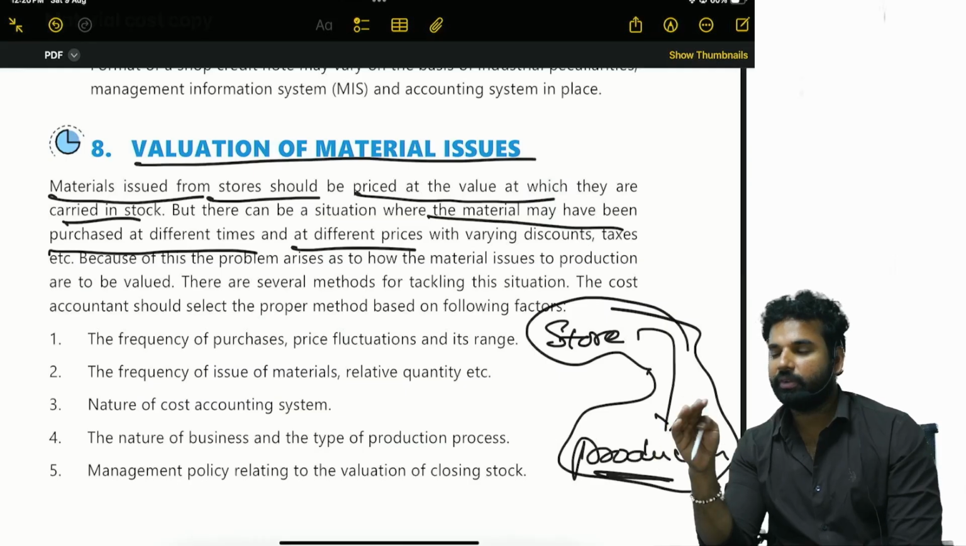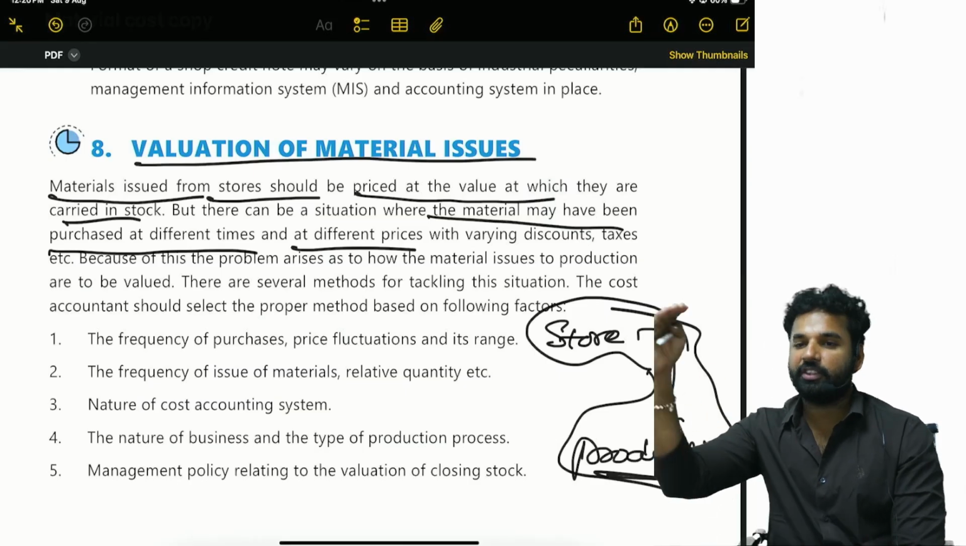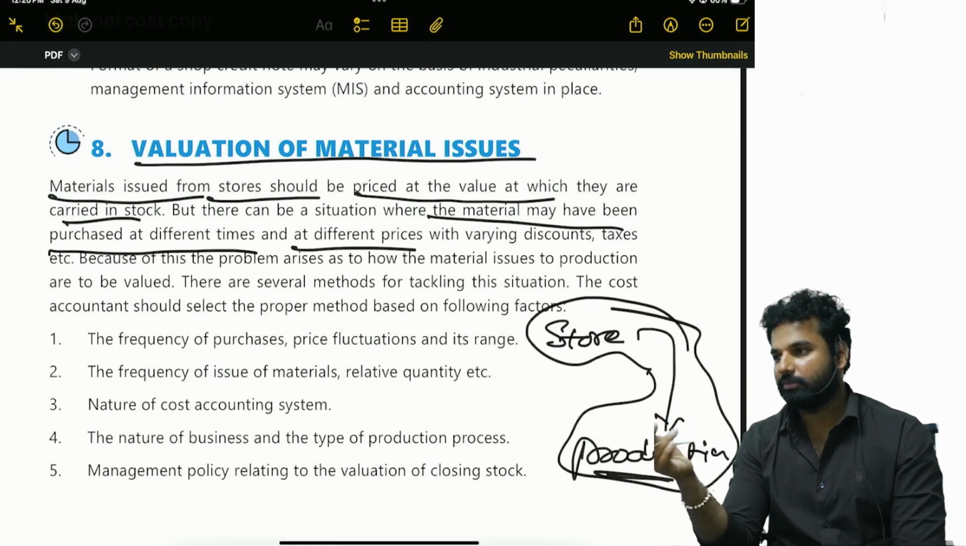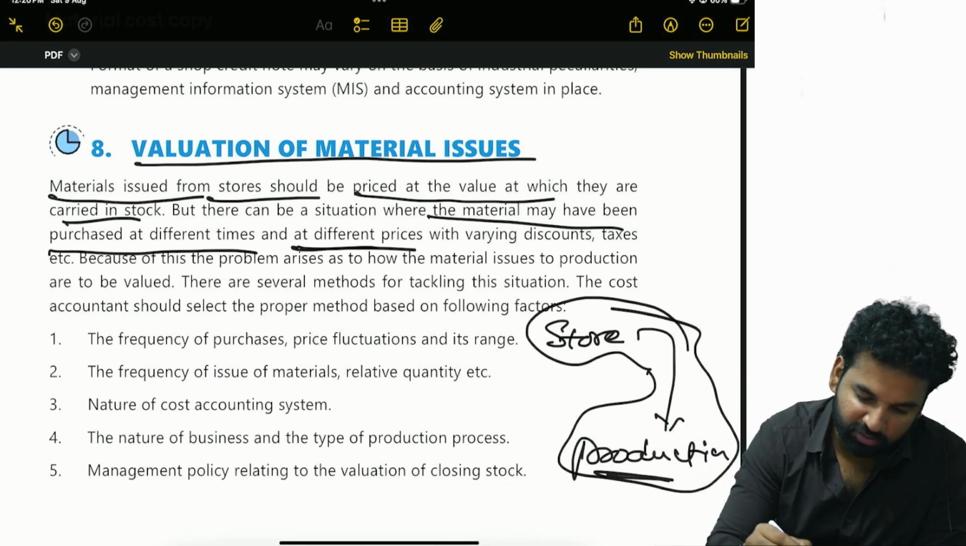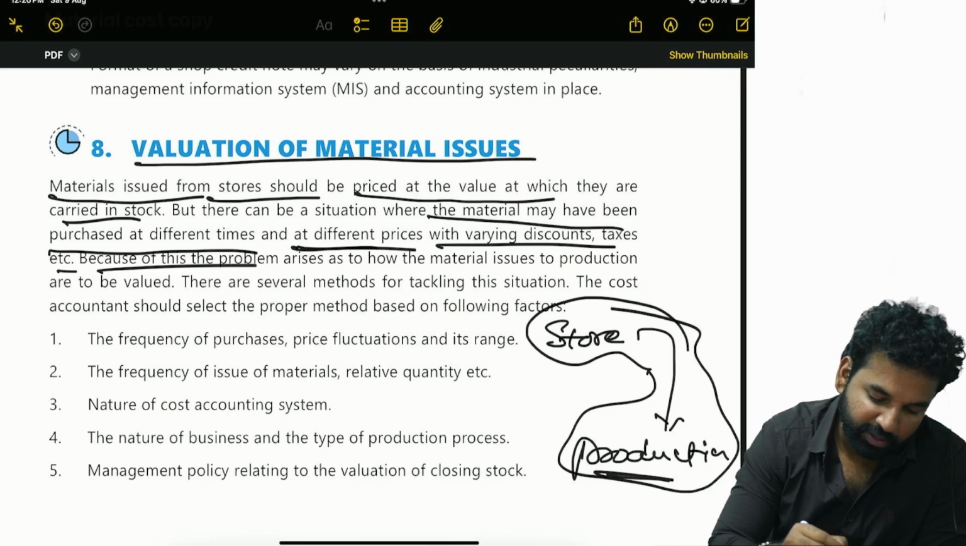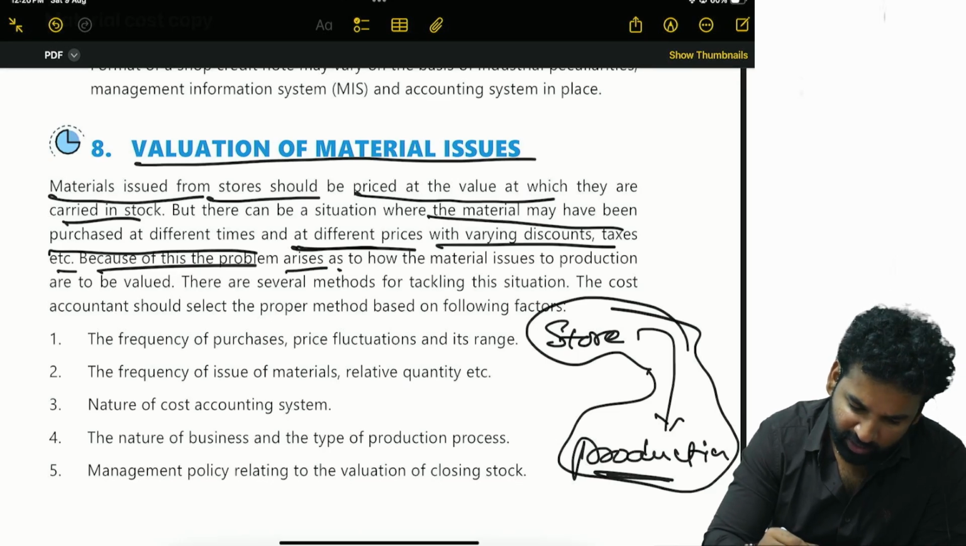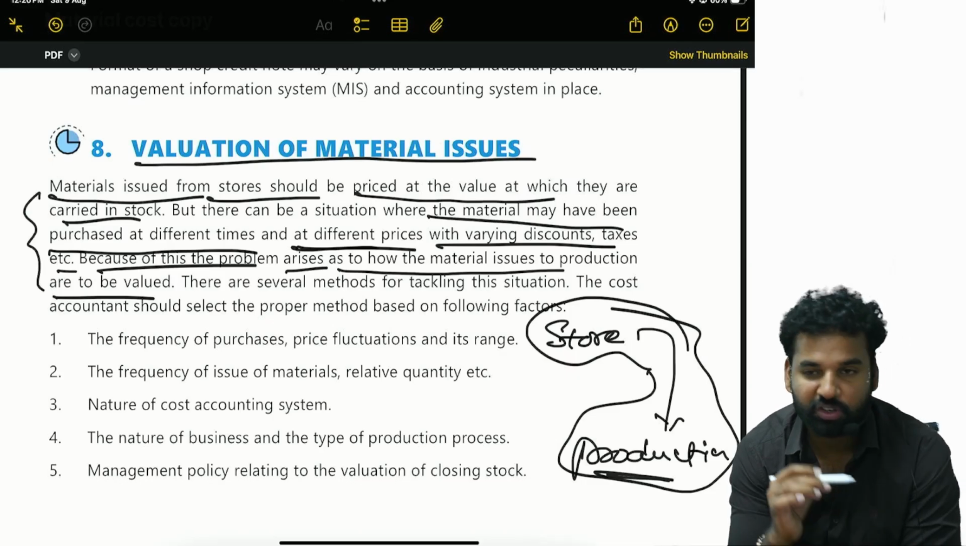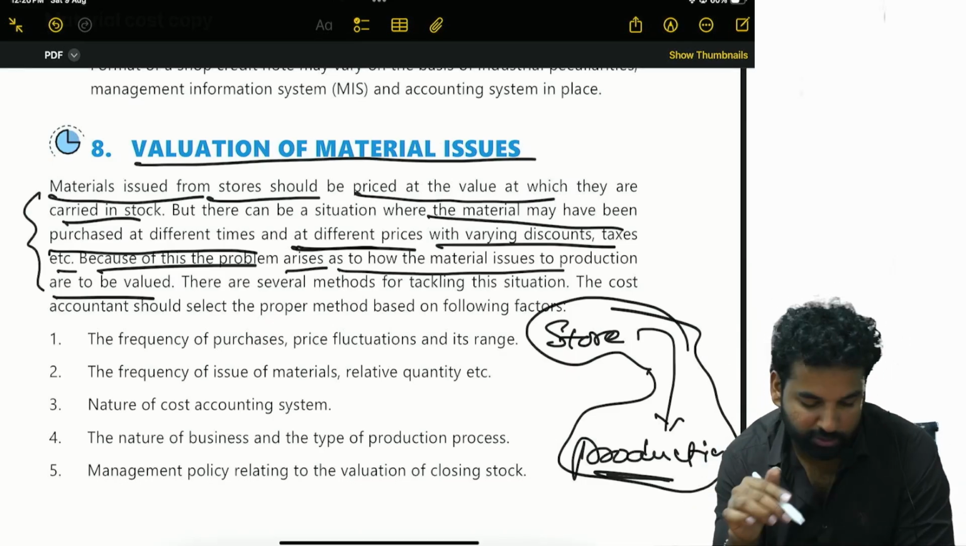With LIFO and FIFO, the value will be higher when prices are increasing, inflating prices. When the prices are decreasing, it will be vice versa. So there are different prices with varying discounts, taxes, etc. Because of this, a problem arises as to how the materials issued to production are to be valued, because there are fluctuations in the prices.